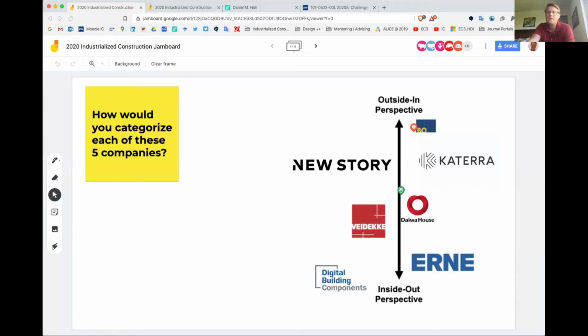So News Story and Katera both really emphasize their outside-in perspective, how they want to meet the needs of customers. Digital building components is absolutely an inside-out perspective. It is based on the capabilities that DPR had around BIM, building information modeling, and then they were looking at just expanding upon those capabilities. And Daiwa House, I would say it's a bit more inside-out, but somewhere certainly in the middle. They do think about their customers a lot. And same with Vedika.